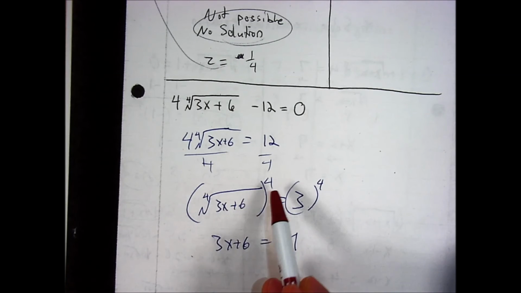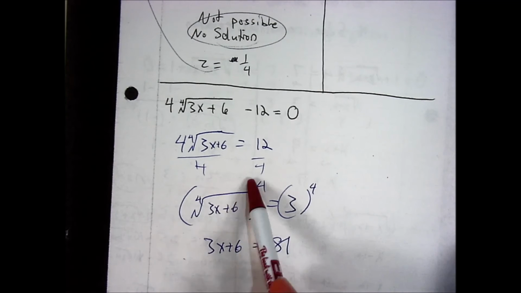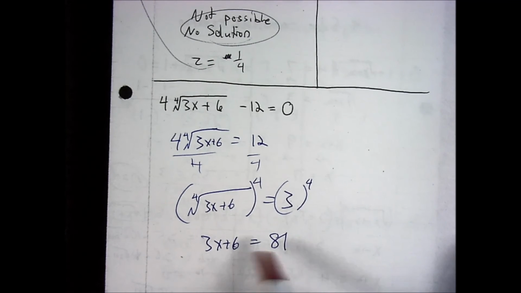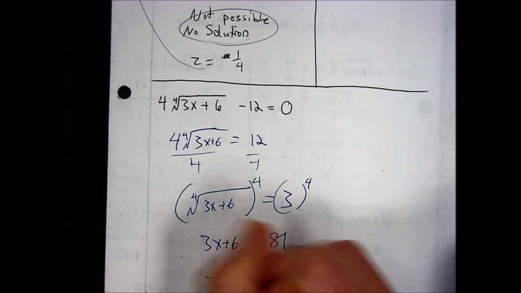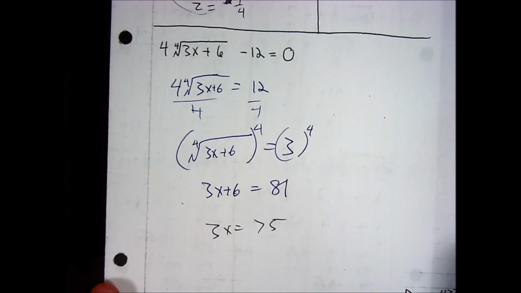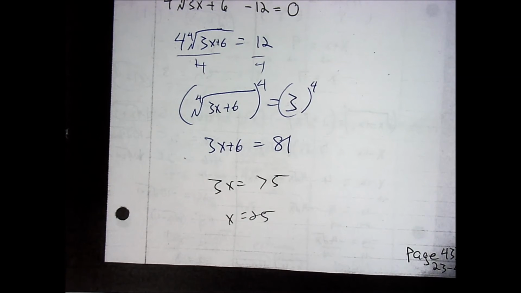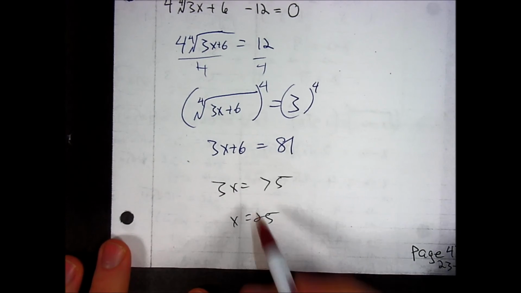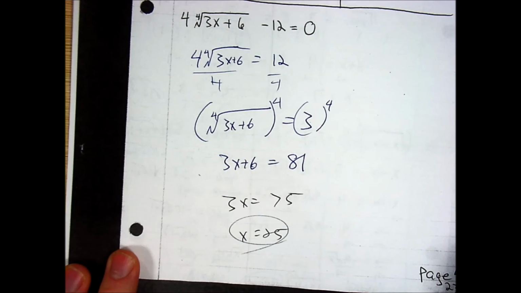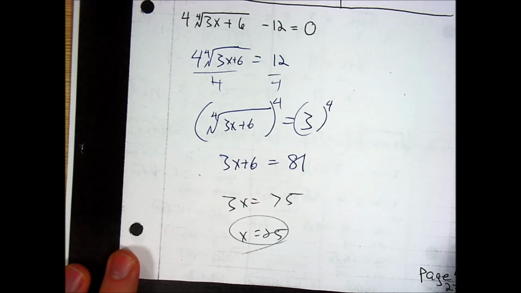Cancel out a 4th root by going to the 4th power. Those will cancel out here. 3x plus 6 equals 81. Subtract your 6. Now we're at 75. Divide by 3. We're at 25. So just be ready for something with a different root. It might not always be a square root, could be a cube root, could be a 4th root.